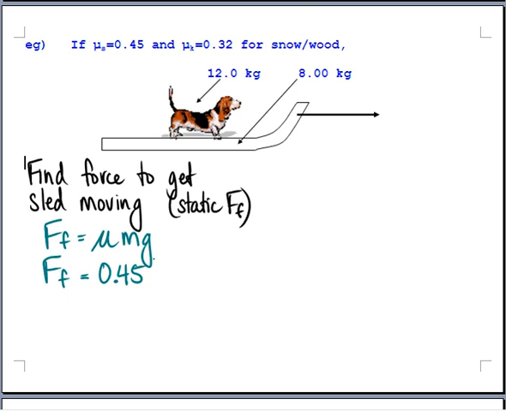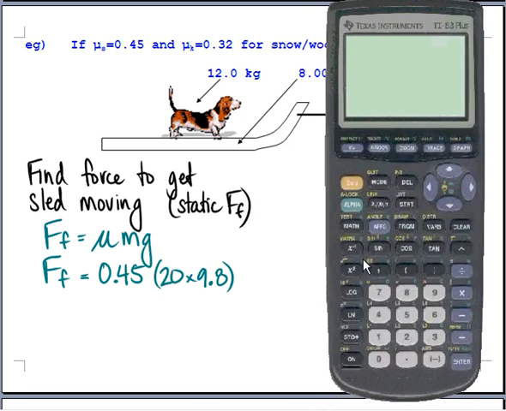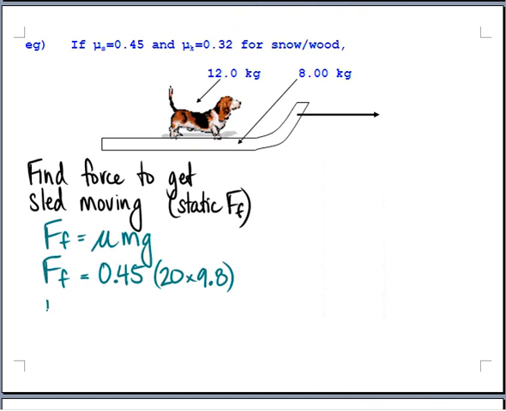You can imagine the dog and the sled are stationary and we're pulling on the little arrow here, pulling on the rope. We've got 0.45 multiplied by, if you or I are pulling, we're actually pulling 20 kilograms worth of stuff. So 20 times 9.8. And let's grab a calculator here. 0.45 multiplied by 20 times 9.8. 88.2 newtons.